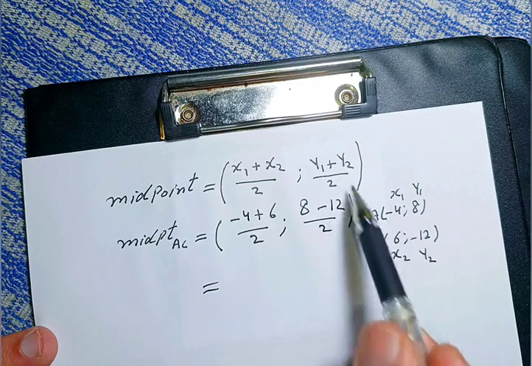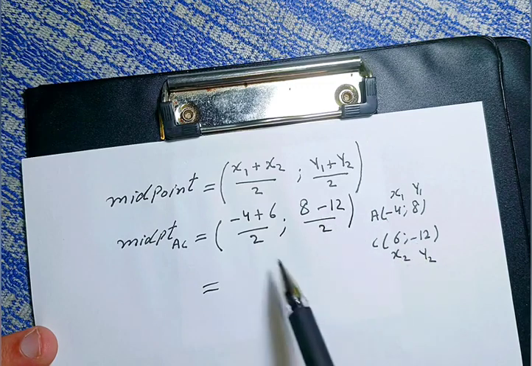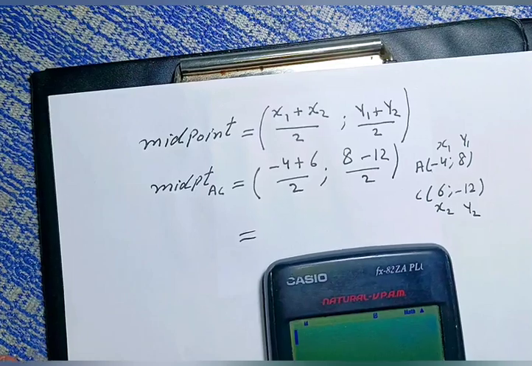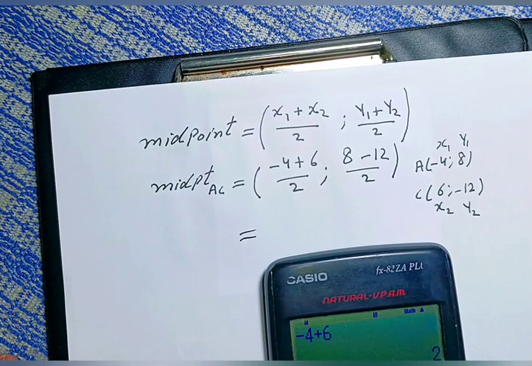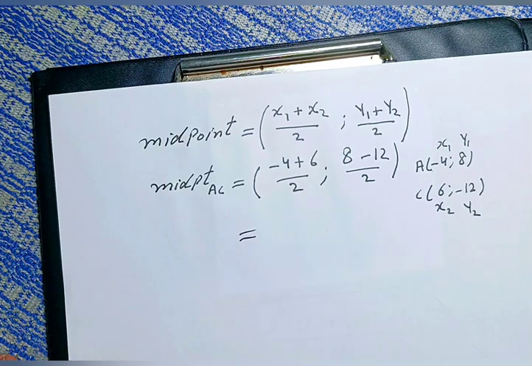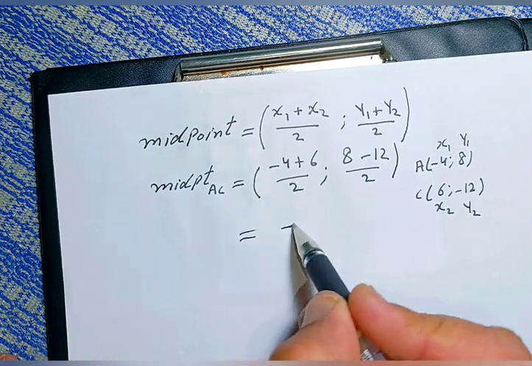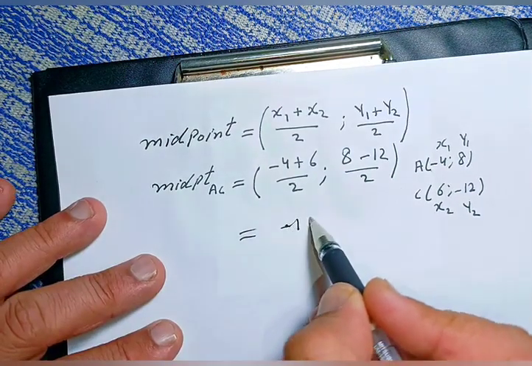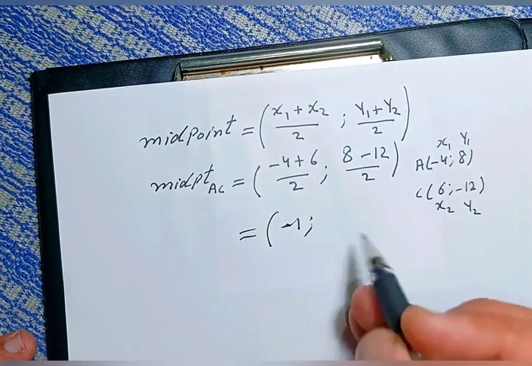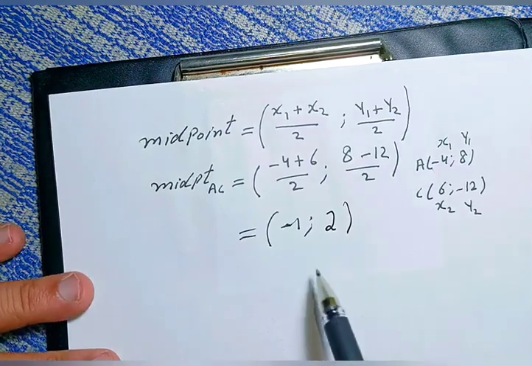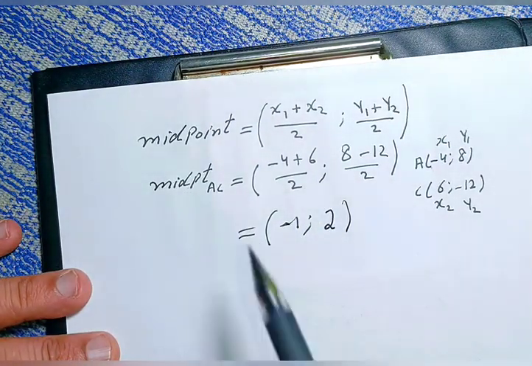Now we need to simplify, so I'm going to use the calculator. Negative 4 plus 6, divided by 2. The answer is going to be 1. Then negative 12 plus 8, divided by 2, the answer will be negative 2. So the midpoint of AC is 1 and negative 2.